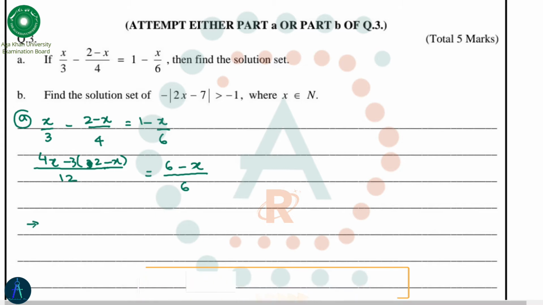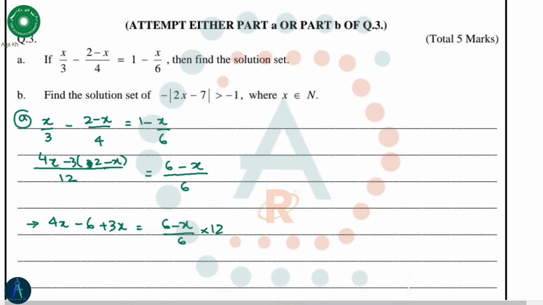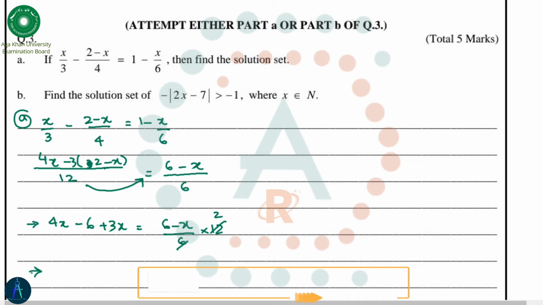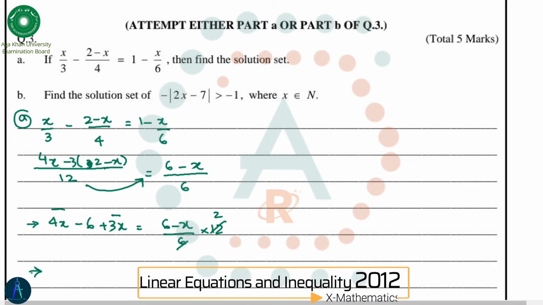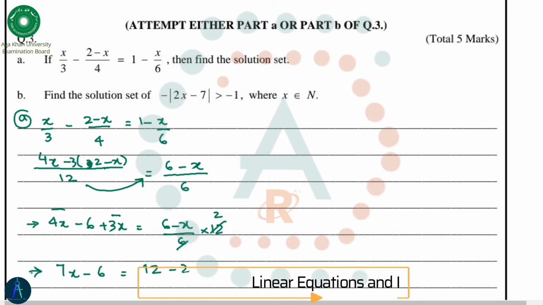Further, let's solve this. So 4x minus 6 plus 3x will be equal to (6 minus x) divided by 6 multiplied by 12. Along with that, we have shifted this 12 to the other side of the equation. Then 6 and 12 will be cancelled out, so the remaining equation will become this 4x and this 3x will become 7x, minus 6 is equal to 6 twos are 12 minus 2x. We multiplied this 2 with 6 minus x.